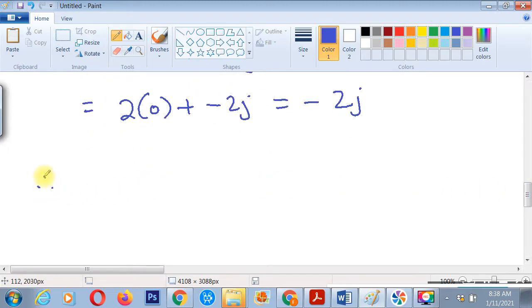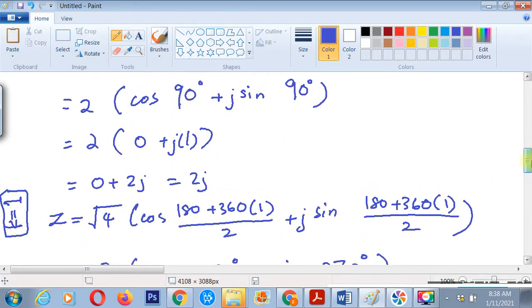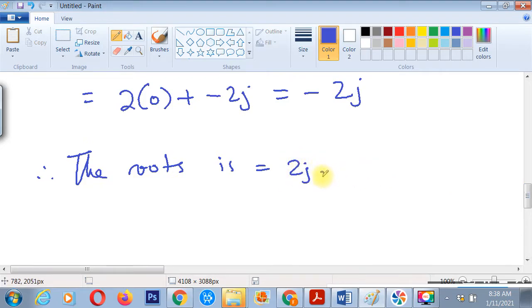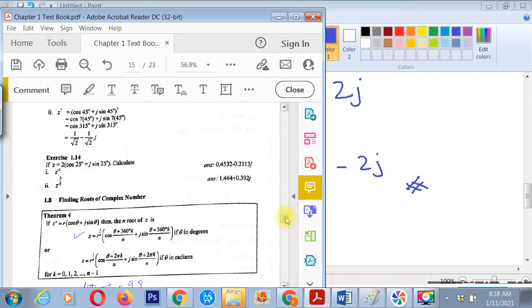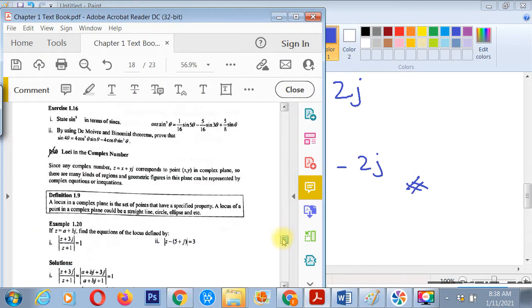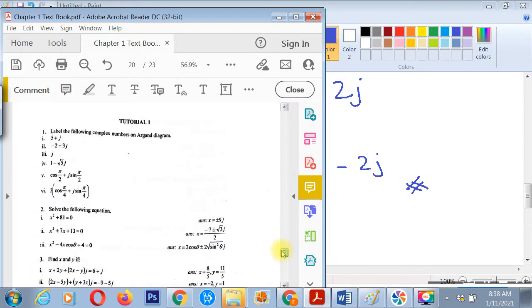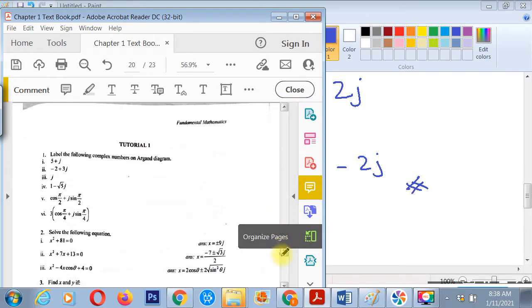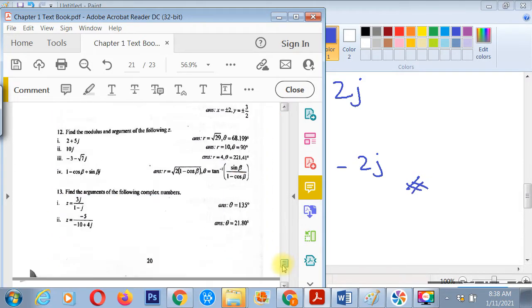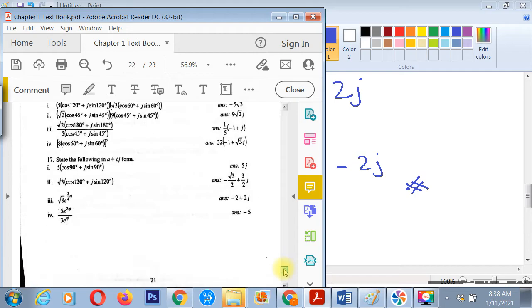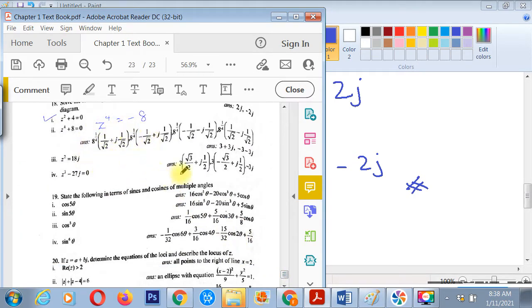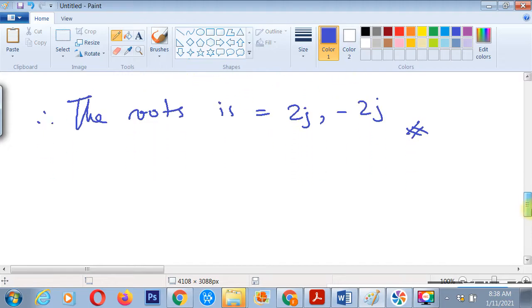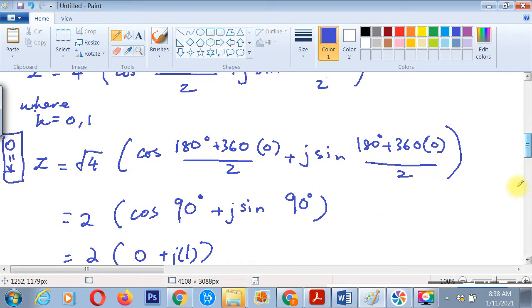So our conclusion is the roots equals to 2j and negative 2j. That is our conclusion. Alright? Is it clear? Okay, so let's try the second one. Try to compute this and then show your working at the Padlet. Okay?